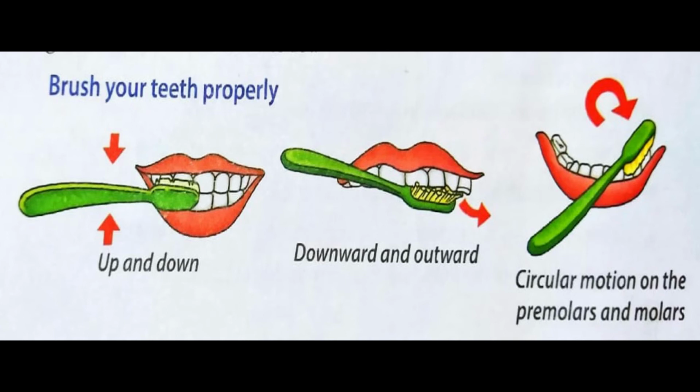Place your toothbrush at a 45-degree angle to the gums. And next, gently move the brush in up and down directions. And again, move in downward and outward directions on the teeth. And also in a circular motion on the premolars and molars. Understood children? How to brush the teeth?